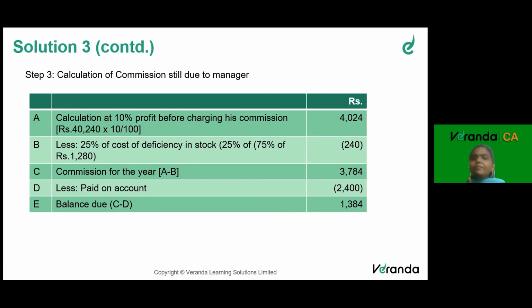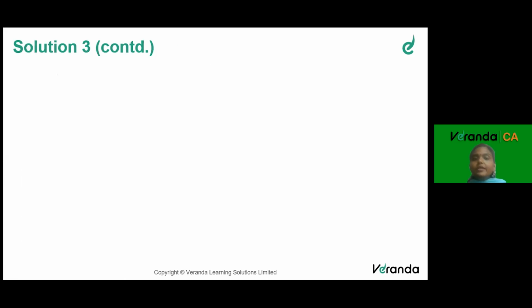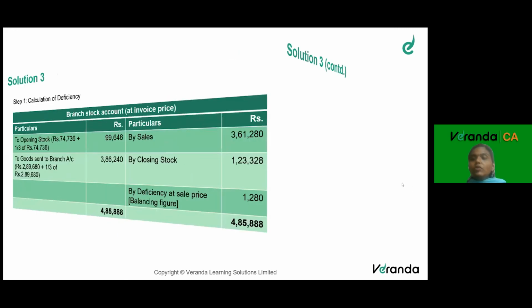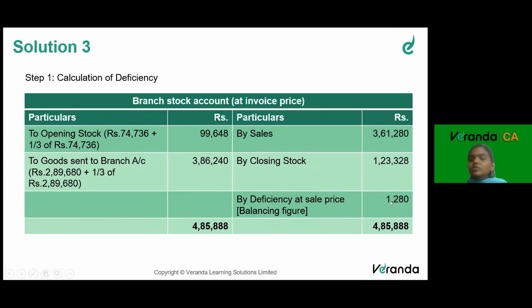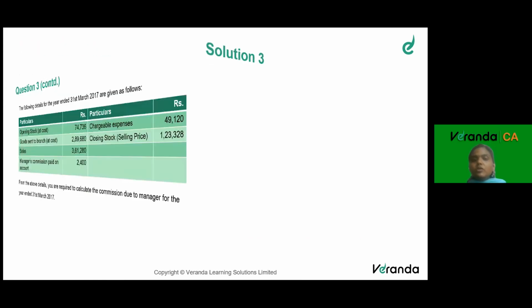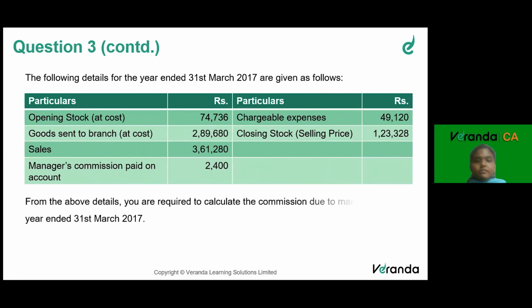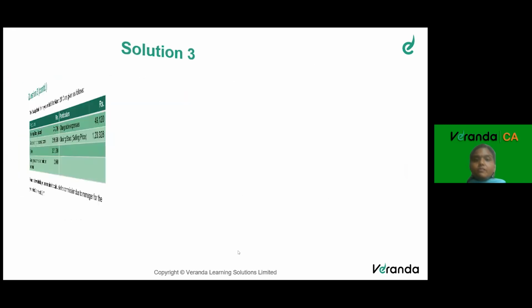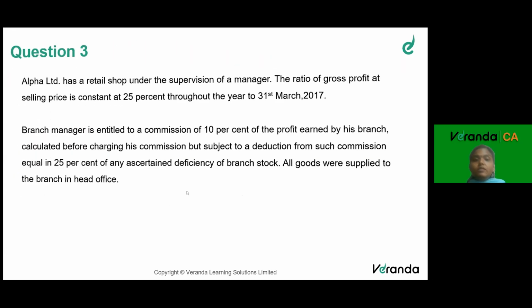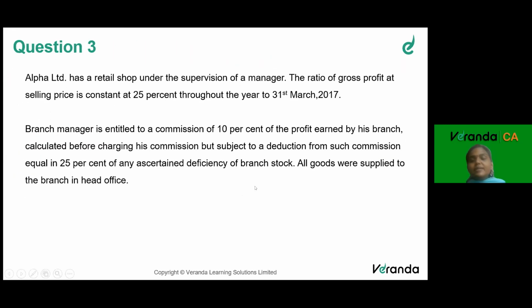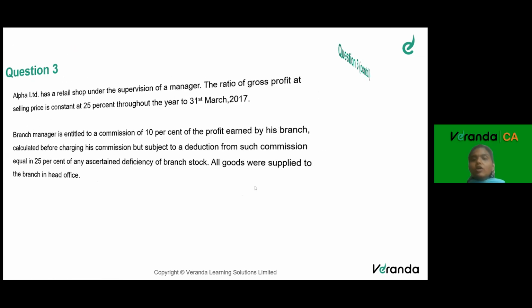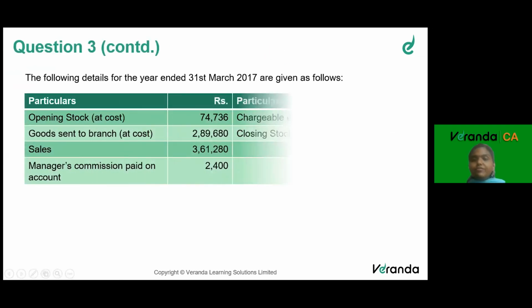But 25% of what? Is it the 25% of what we found out here? That is, we found out 1,280, right? Is it 25% on that? Watch out the question. It says 25% of any ascertained deficiency of the branch stock. So branch stock deficiency is 1,280, 25%.